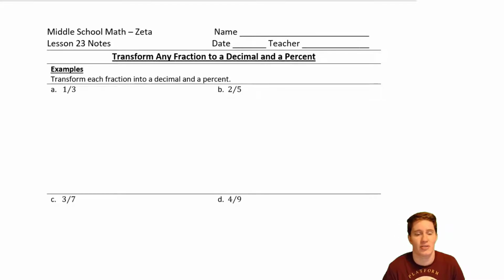This is for the Zeta Math UC book, and we are on lesson 23, which talks about how to transform any fraction to a decimal and a percent.